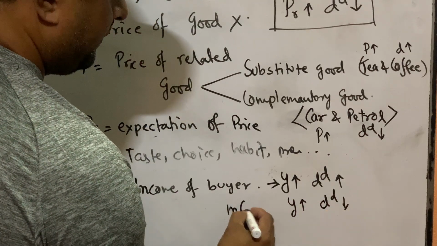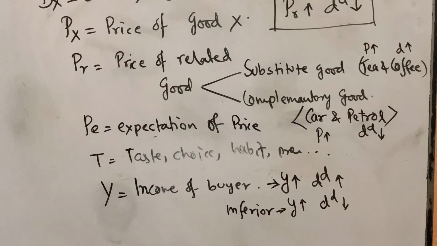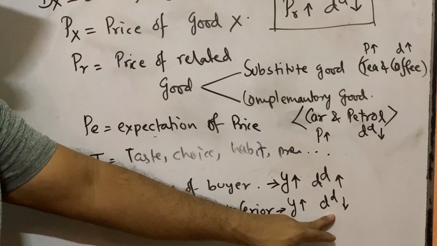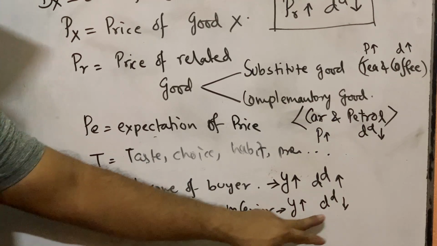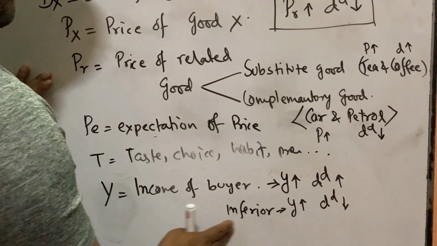Inferior means less quality of good. At that time people prefer a more superior good. When income increases, he prefers more good quality items. So his demand for the inferior good will fall.